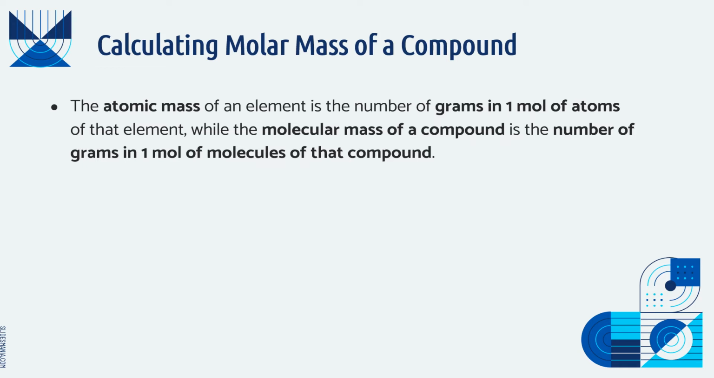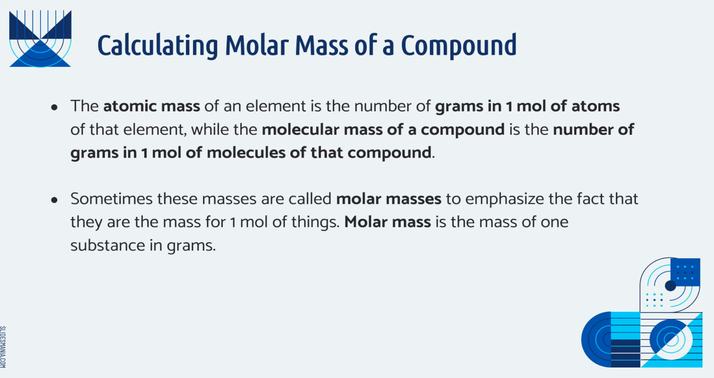Calculating molar mass of a compound. The atomic mass of an element is the number of grams in 1 mole of atoms of that element, while the molecular mass of a compound is the number of grams in 1 mole of molecules of that compound. Sometimes these masses are called molar masses to emphasize the fact that they are the mass of 1 mole of things. So molar mass is the mass of one substance in grams.